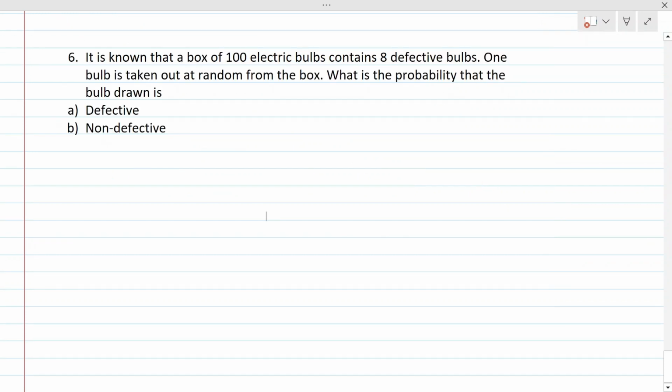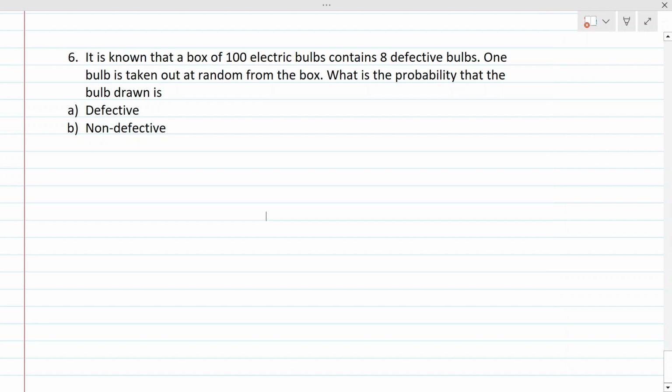Now the next question. It is known that a box of 100 electric bulbs contains 8 defective bulbs. One bulb is taken out at random from the box. What is the probability that the bulb drawn is, first one is defective, second one is non-defective?